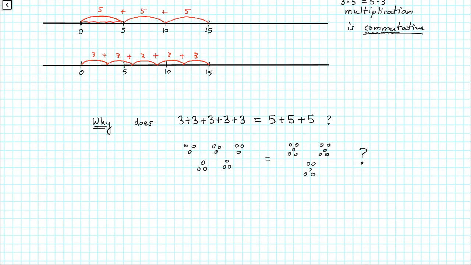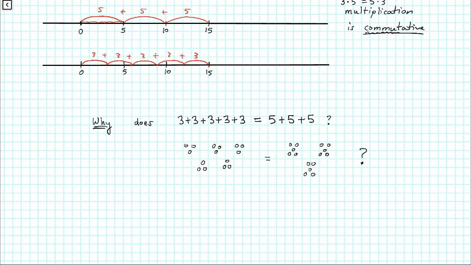Take a moment, pause the video, and see if you can think for a solid 2 minutes about why these are the same. So hopefully you actually thought about this and took a moment to maybe draw some things out. One thing that we can do here to make this a little bit more clear is to not draw these groups in clumps like this, but to draw them organized in rows.